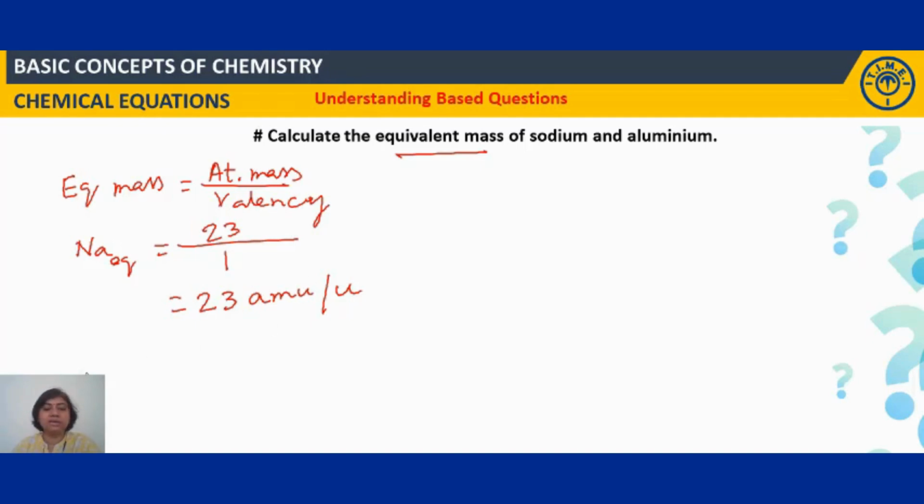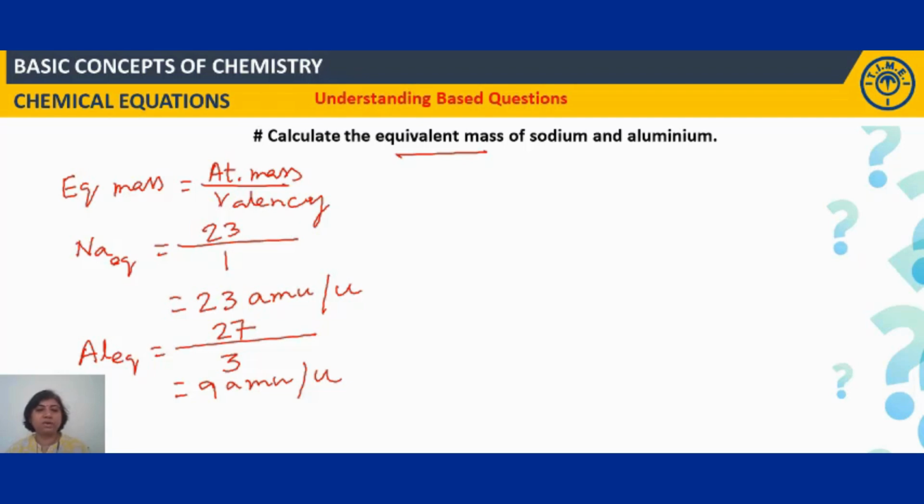Now we will calculate the equivalent mass of aluminium. So Al, its equivalent mass is equal to, atomic mass of aluminium is how much? You must know about it. So it is 27. What is the valency of aluminium? Aluminium valency is 3. So it is 9 AMU or U. Fine? Understood? Okay. Worked out? I think before me you are done with this problem, right?